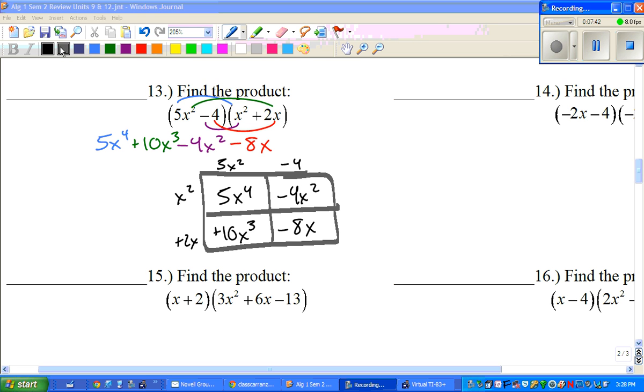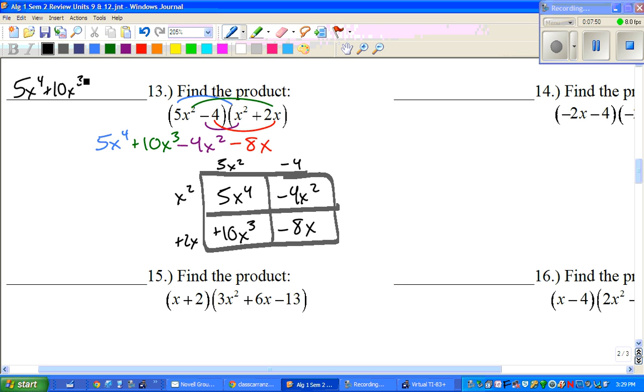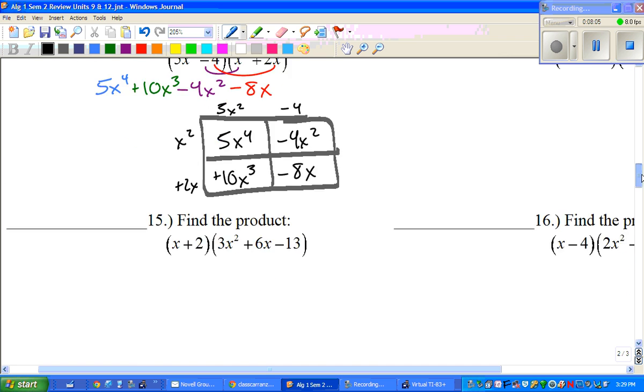Okay, I showed this one doing it both ways, the FOIL and the box. There are no like terms, so the last thing to do is just make sure that you write everything in the correct order. Okay, so 5x to the 4th plus 10x cubed minus 4x squared minus 8x. All right, number 15.